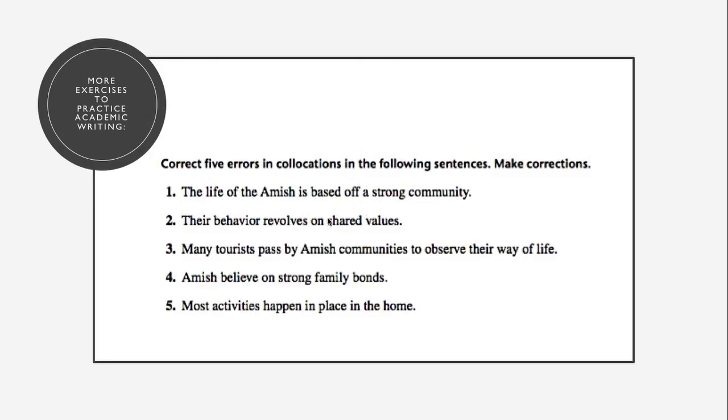Here's another about the Amish. Here we have errors in what are known as collocations, words that go together. Take a moment and make the corrections.